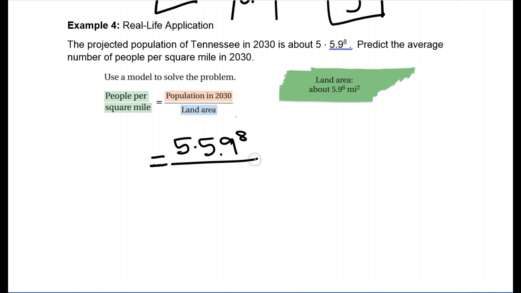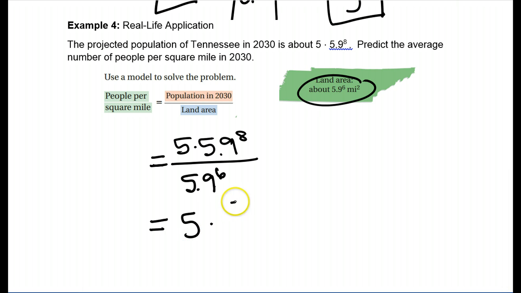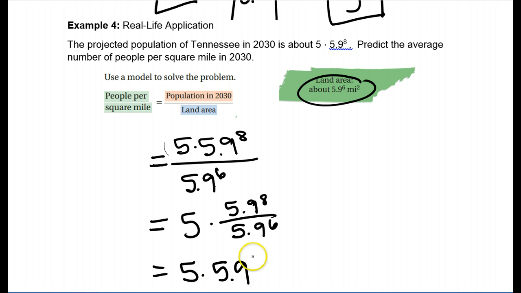And the land area is 5.9 to the 6th power. And I found that by using this over here. Okay, so I'm going to rewrite this because it looks kind of funky. So I'm going to rewrite it as 5 times 5.9 to the 8th over 5.9 to the 6th power. Just getting that 5 out of there. And then I see my quotient of powers property, so I know I need to subtract these two exponents. So I have 5 times 5.9 to the 8 minus 6, which is to the 2nd power.